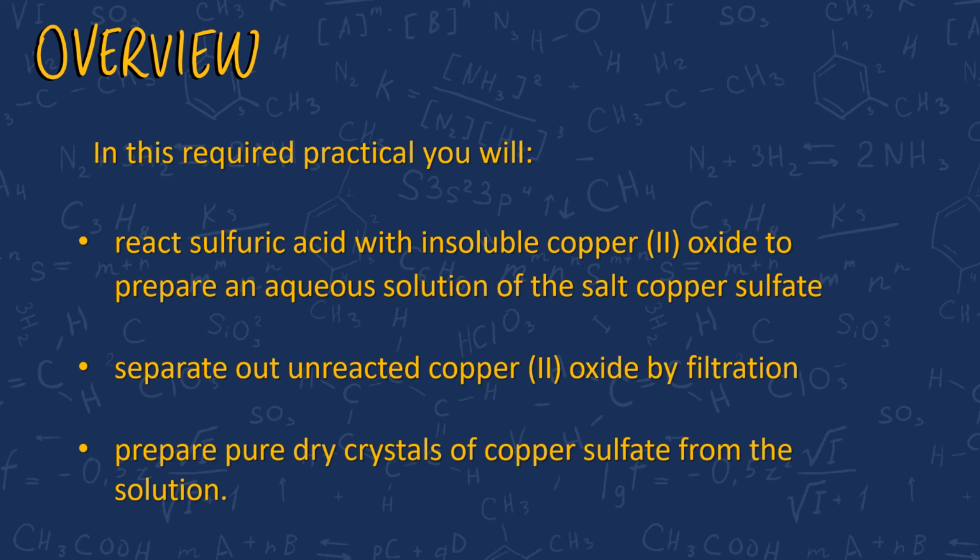An overview of the experiment that we're going to be doing. So this is a required practical. It means you need to know everything there is to know about it because they could ask you about it in your exam. So a basic overview of it is that you react sulfuric acid with insoluble copper oxide to prepare an aqueous solution of copper sulfate. You separate out the unreacted copper oxide by filtration, and you prepare pure dry crystals of copper sulfate from the solution.